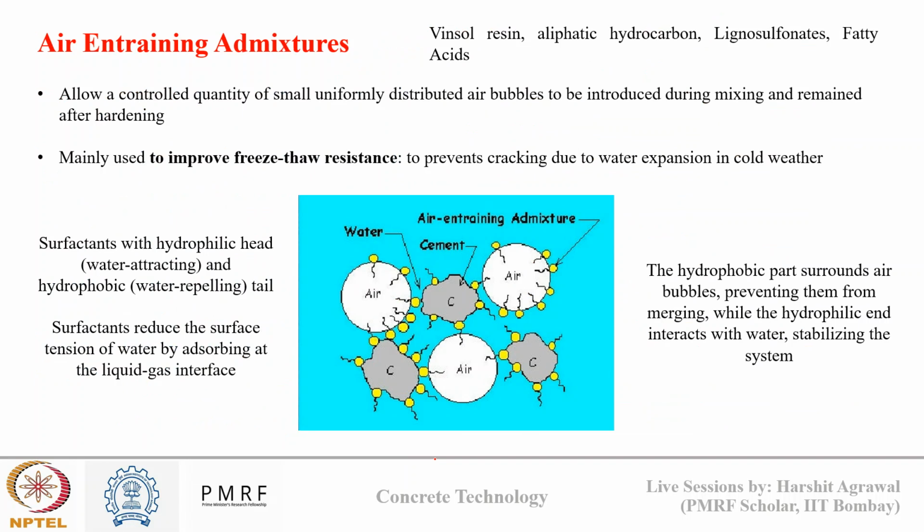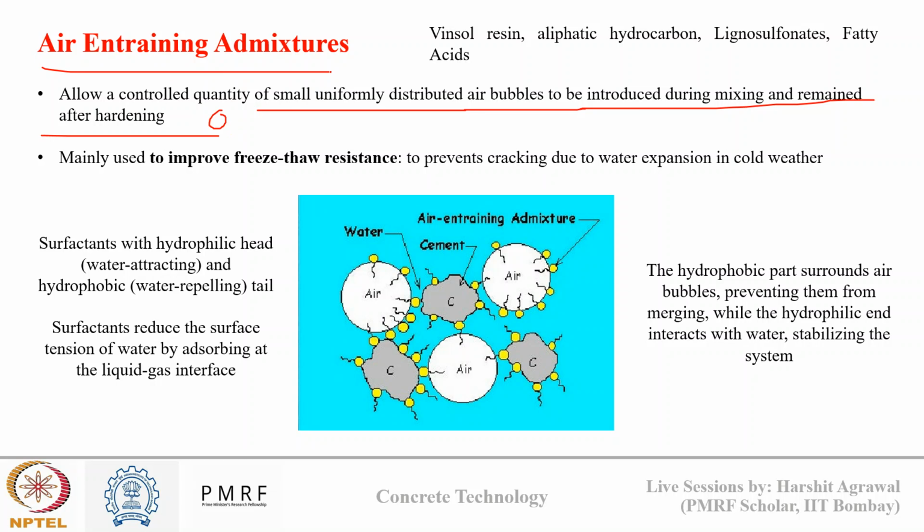Now, next is air entraining admixtures. So, as the name suggests, these admixtures allow a controlled quantity of small, uniformly distributed air bubbles to be introduced during mixing and remain after hardening. So they allow air voids to stay inside concrete. Okay, that is the main purpose of air entraining admixtures. Now, why would we need such admixtures? We know that air voids in concrete will hamper the compressive strength. Okay, so these admixtures are mainly used to improve the freeze-thaw resistance, to prevent cracking due to water expansion in cold weather.